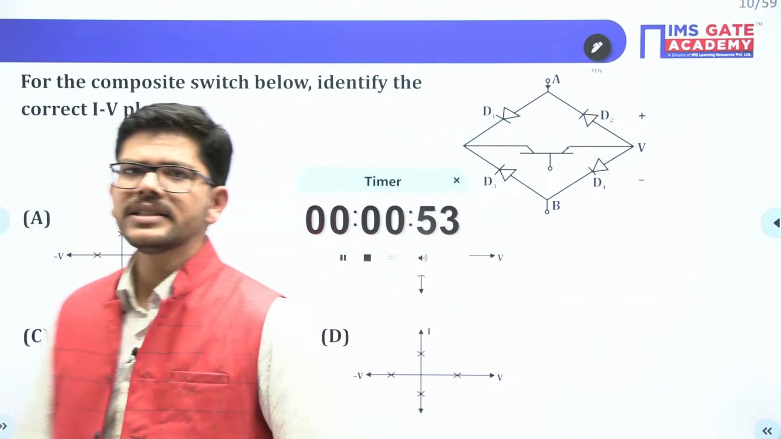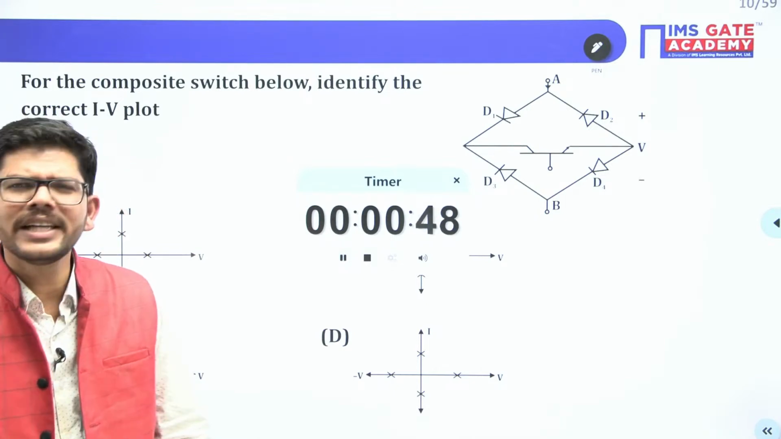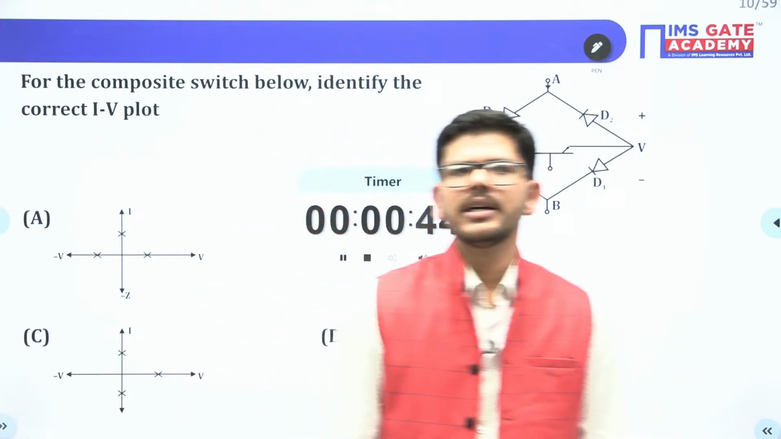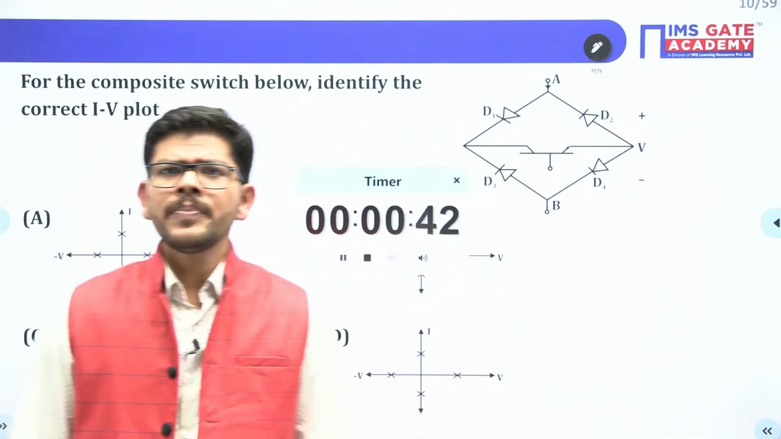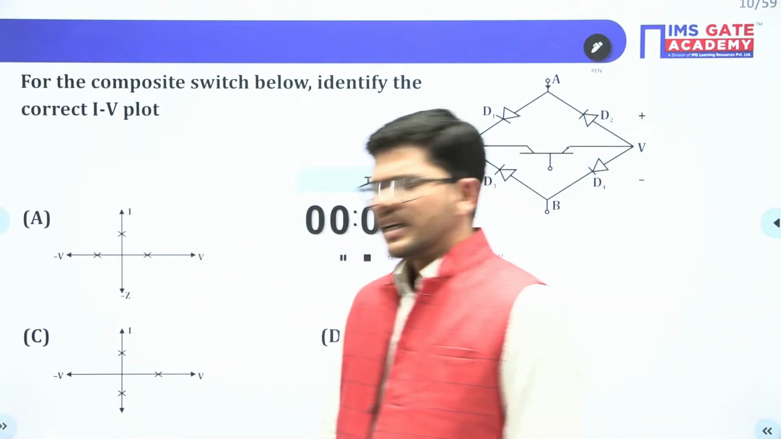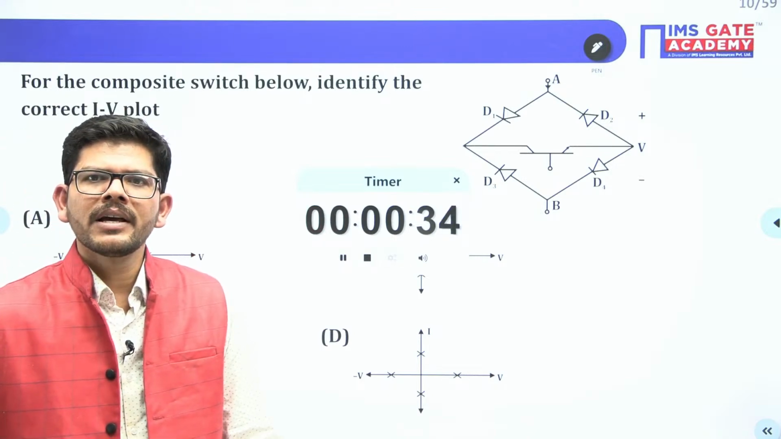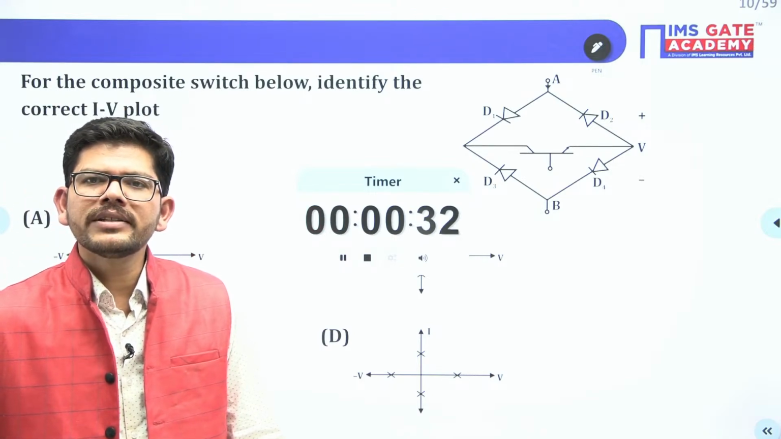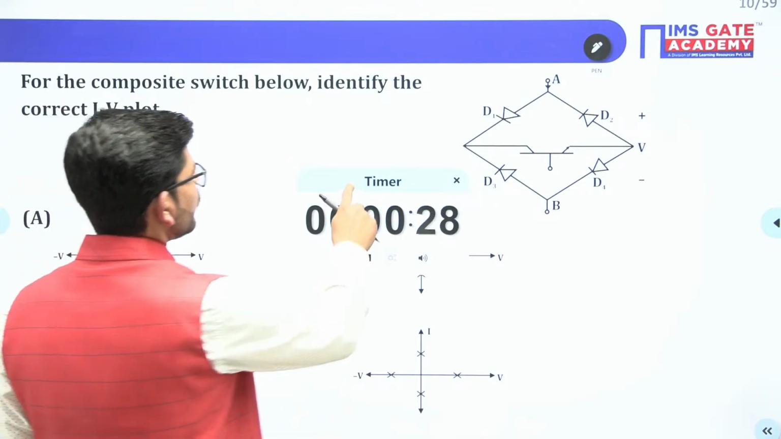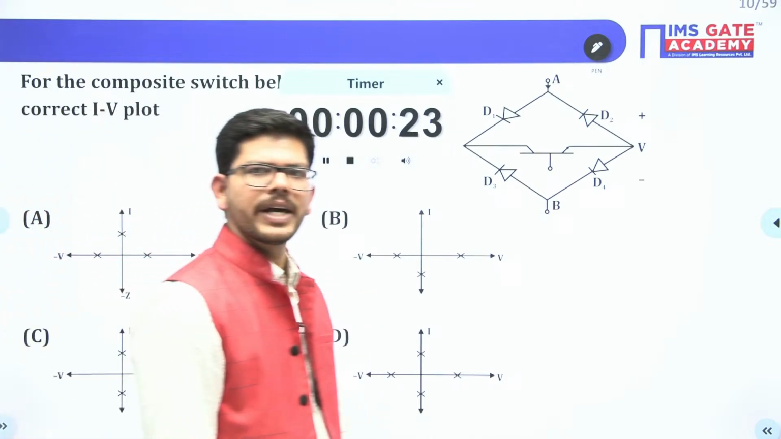Naru has again answered this. Naru said it is B, D option, which is correct. So let's see what will happen. As per Naru, it is a 4-quadrant switch. Isn't it, Naru? So let's wait and see what others have to say. Arjun Mane. Arjun is saying it is B. So as per Arjun, B is the correct option. Okay.